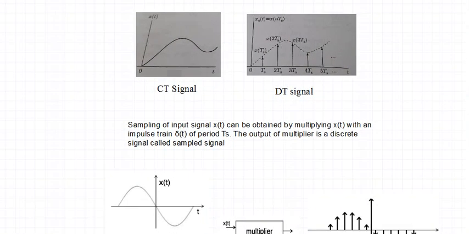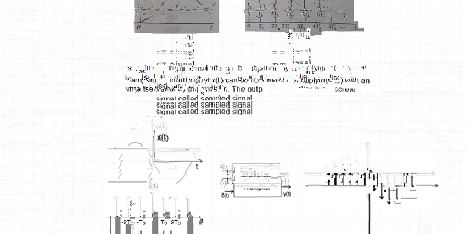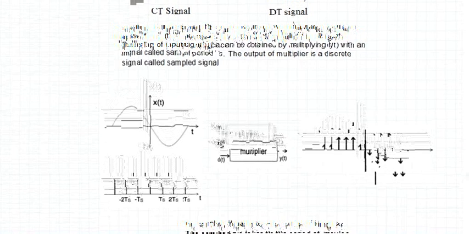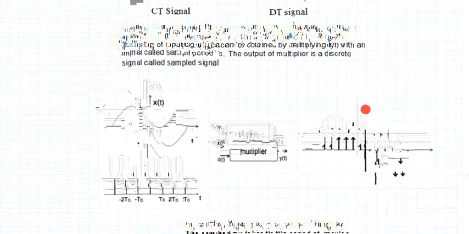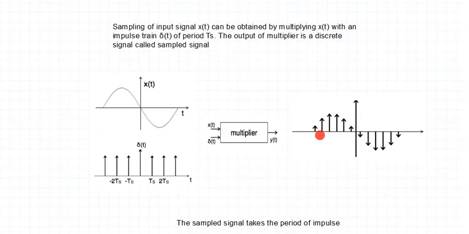Sampling is basically performed by multiplying a continuous time domain signal with a train of impulse. Right? So if we have a continuous signal and we want a discrete time domain signal of it, what we need to do is multiply the signal with a train of impulse. Now what is a train of impulse? Train of impulse is all the impulses put together.